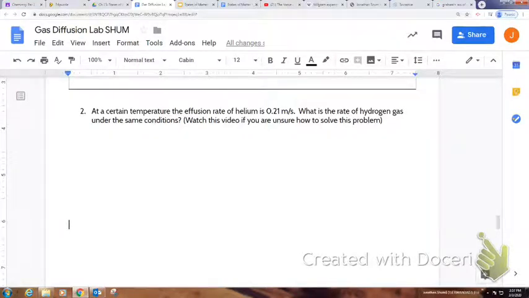All right, here we go. Solving number 2. It says at a certain temperature, the fusion rate of helium is 0.21 meters per second. What is the rate of hydrogen gas under the same conditions?